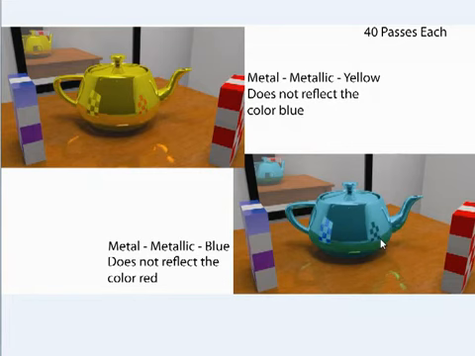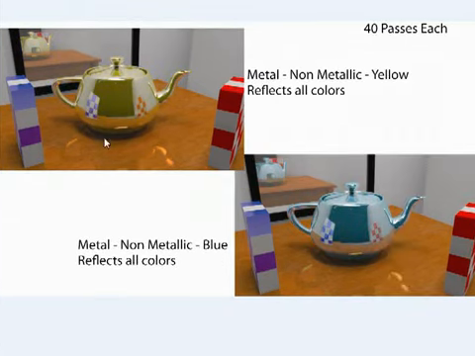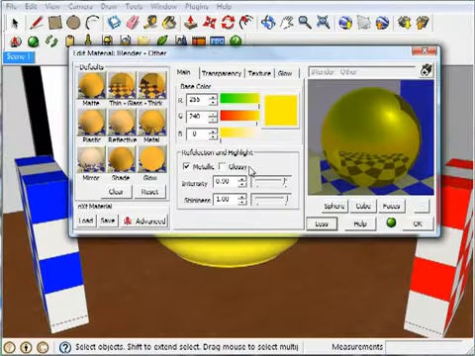Now I want to show you what happens when you turn metallic off and you re-render the same scene. You can see this time that all colors are reflected just fine in both teapots. This can be a little confusing at first, but can be very powerful and useful once you get the hang of it. Okay, so now I'm going to talk about glossy.